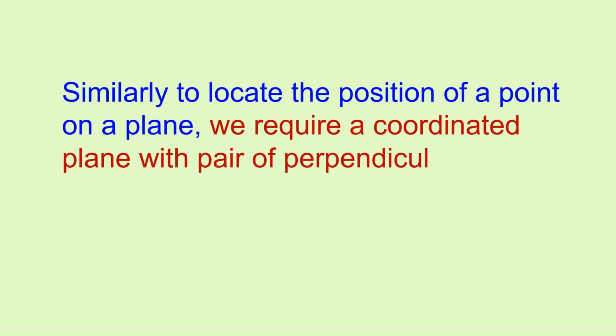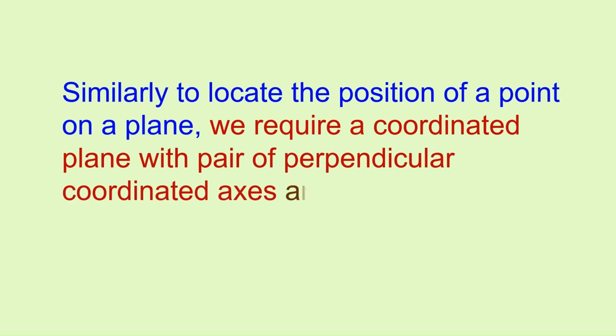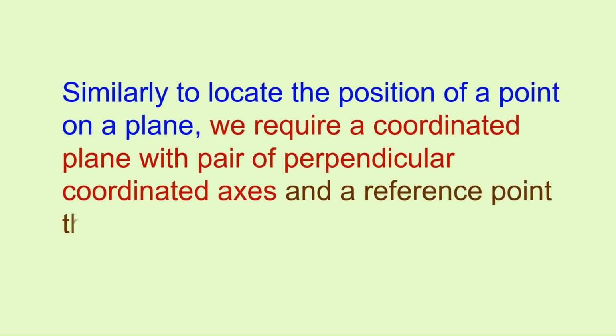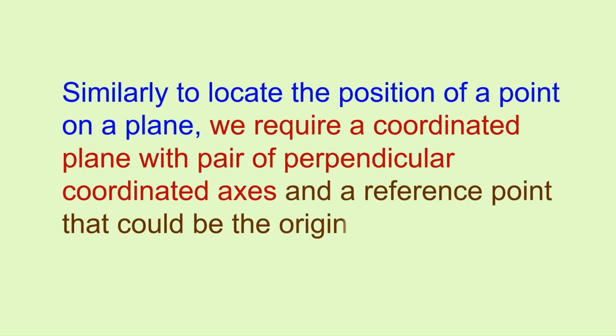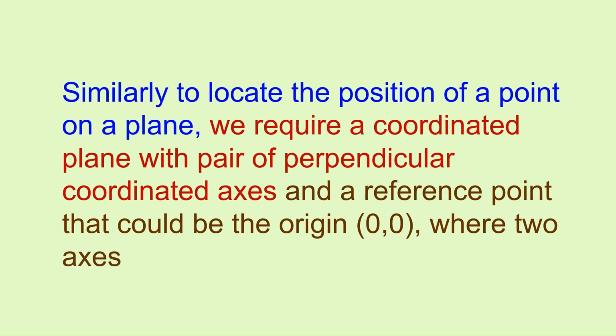Similarly, to locate the position of a point on a plane, we require a coordinated plane with a pair of perpendicular coordinated axes and a reference point. That could be the origin, 0, 0, where two axes intersect on the coordinated plane.